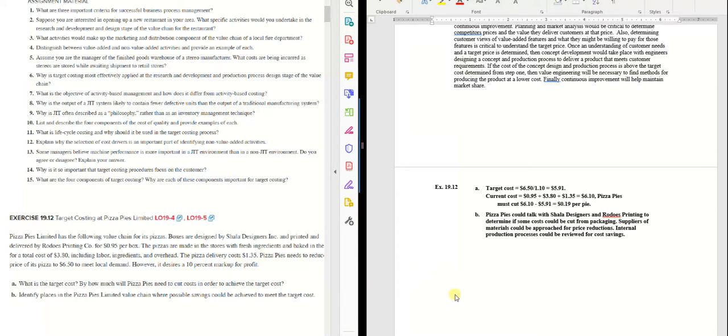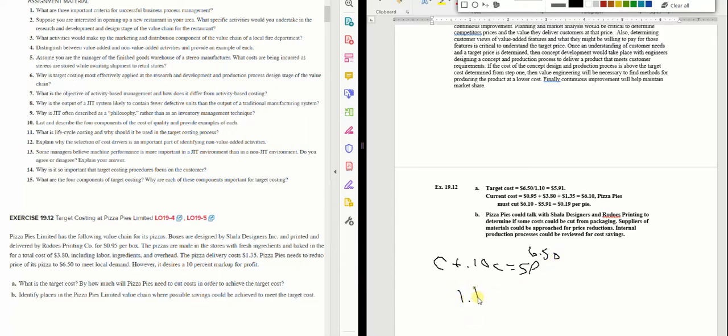Okay, so the first thing that I need to do is solve for what is my cost. If you think about it, the markup's on cost, so cost plus 10% of cost equals selling price. My selling price I said is $6.50. So now I know that cost plus 10% of cost, 1.1 times cost, equals $6.50. So cost equals $6.50 divided by 1.1, so my cost is $5.91. I just solve for cost algebraically.